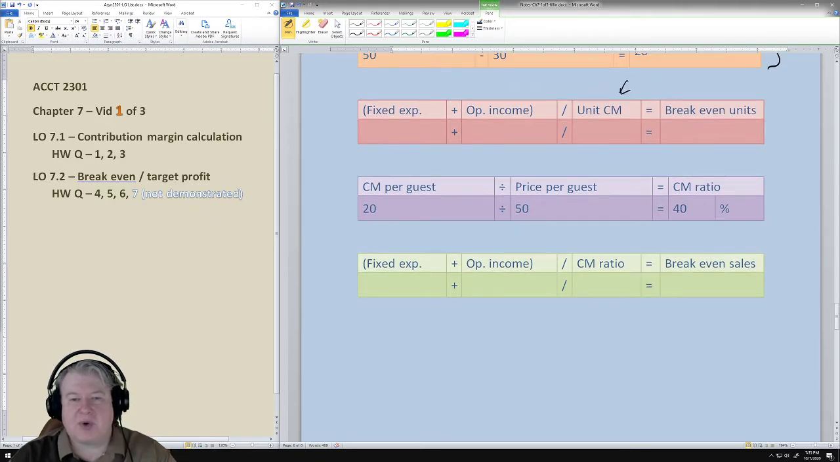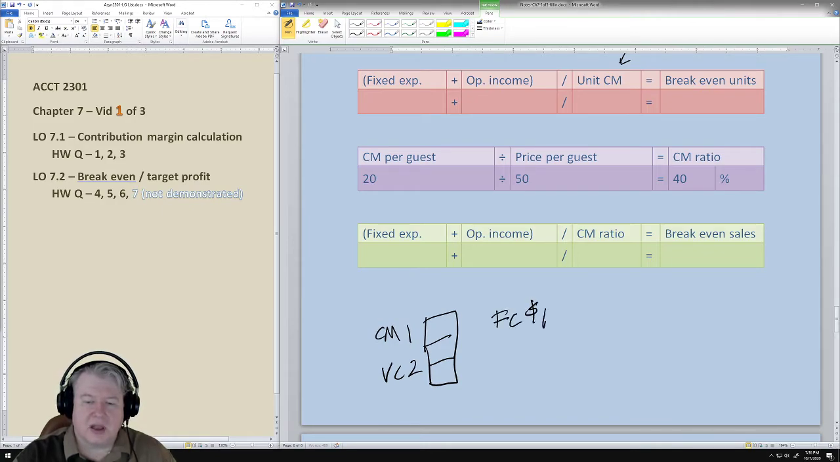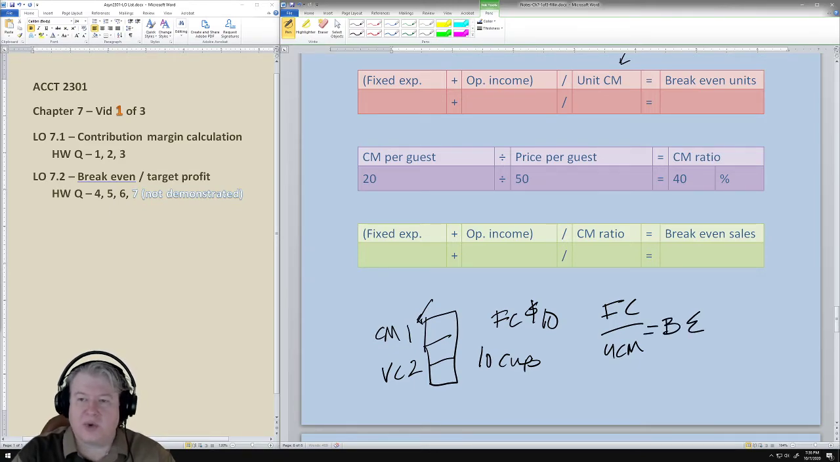And let me give you an example with our coffee cup. We said in the coffee cup that we had $2 of variable costs and we had $1 of contribution margin, right? And we said our fixed costs were $10. And we figured out, well, I needed to sell 10 cups of coffee to break even, because every cup of coffee gave me $1 free to contribute. Well, what does that mean? That's fixed costs divided by the unit contribution margin equals break even. That's all that we're doing up here.